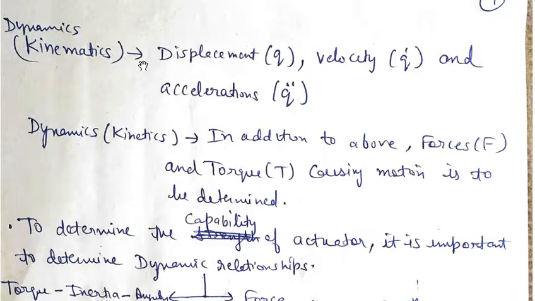And in dynamics, we have two different subdivisions, that is kinematics and kinetics. And we have already done the kinematic part. In kinematics we have done the direct kinematic modeling and inverse kinematic modeling to determine the displacement, velocities and accelerations. But basically we have determined the displacement only, not the velocity and acceleration part.